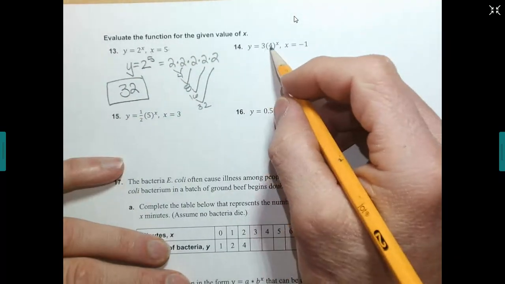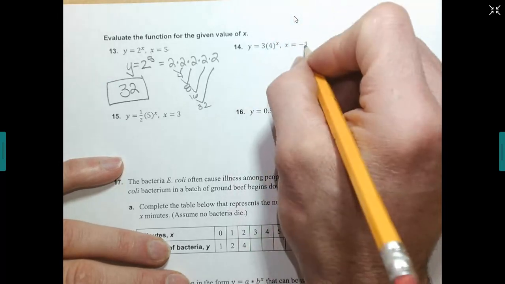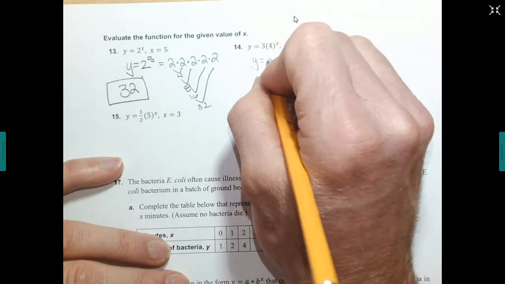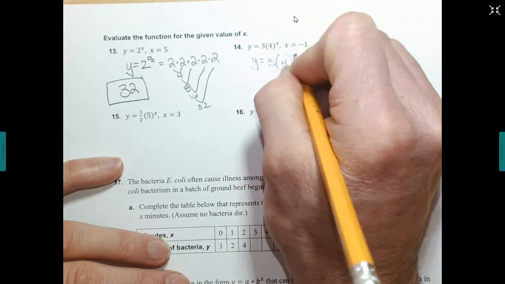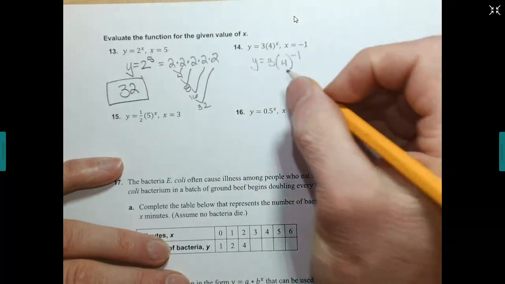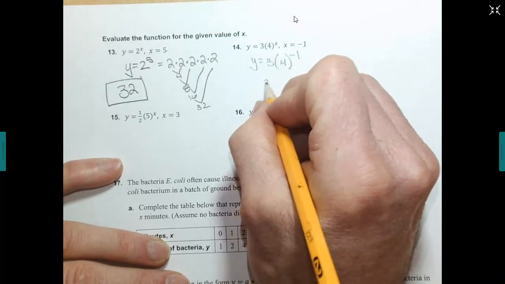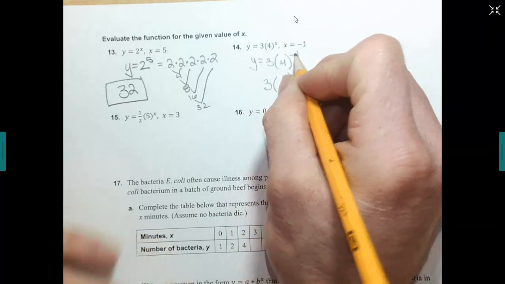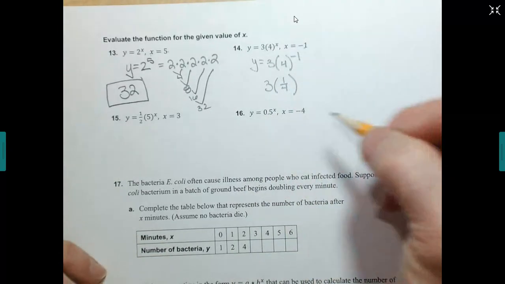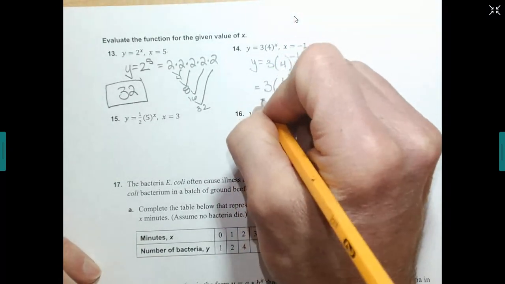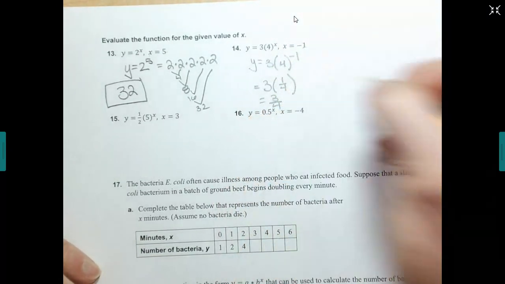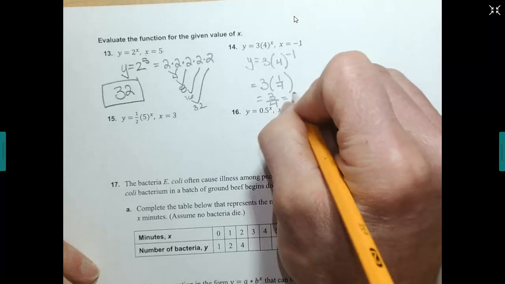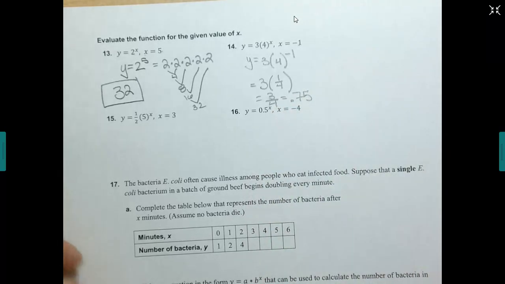Alright, y equals 3, 4 to the negative 1. So y equals 3 times 4 to the negative 1. So I do 4 to the negative 1, so 3 times 1/4, right? Because 4 to the negative 1 power is 1/4. So I get 3/4, which if you did in a calculator, we get 0.75.